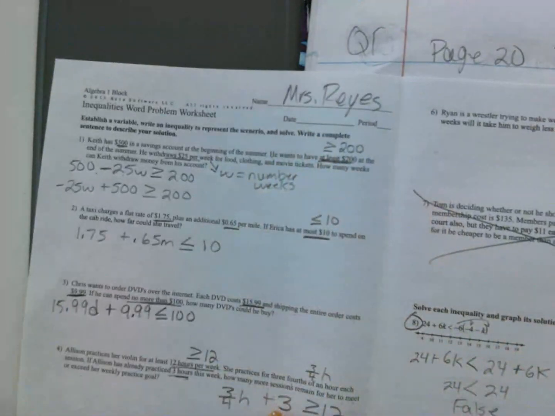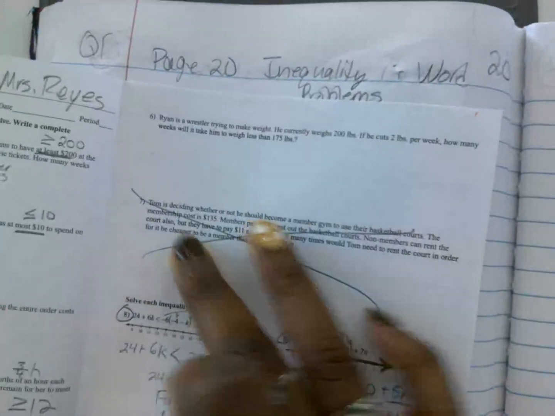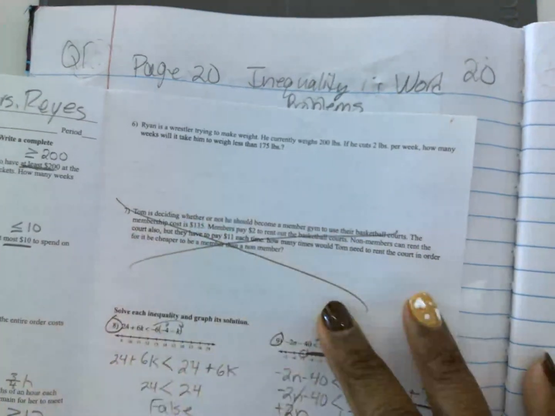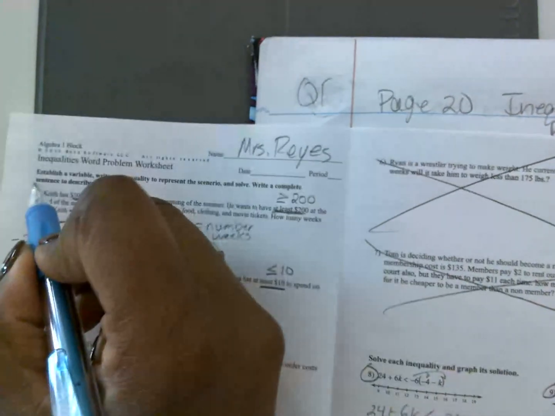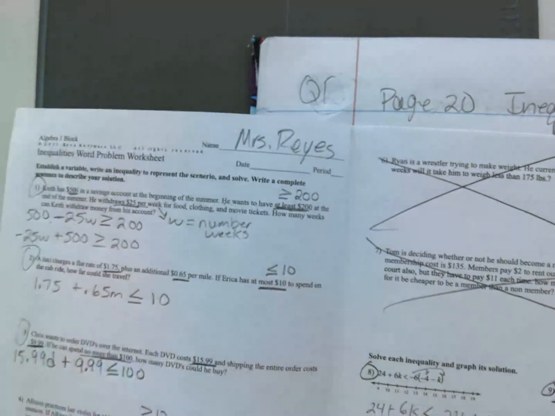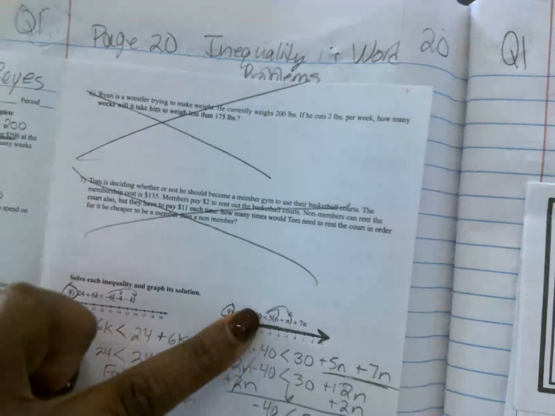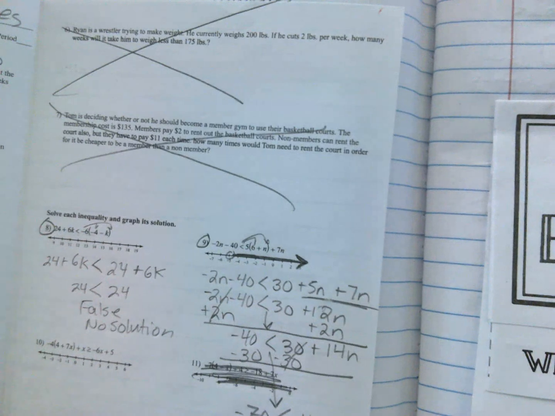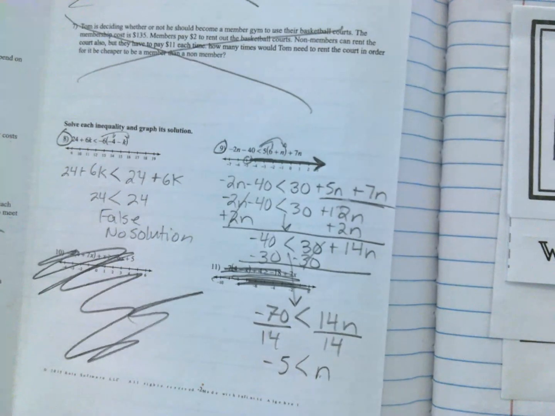Page 20 is inequality word problems. Okay, so we did a lot of these together. The only one we marked out was number 7. Mark out number 7. We didn't do number 6 either. We did 1, 2, 3, number 4. You were supposed to do number 5, number 8, and 9. Oh, yeah, and 9. That's it. We didn't do these either. We didn't do those. Any questions?